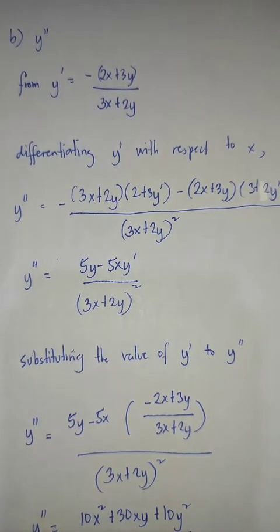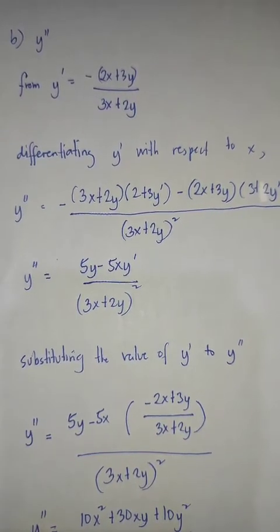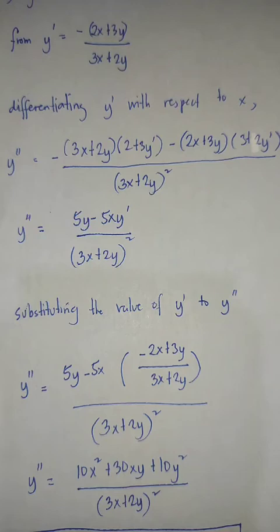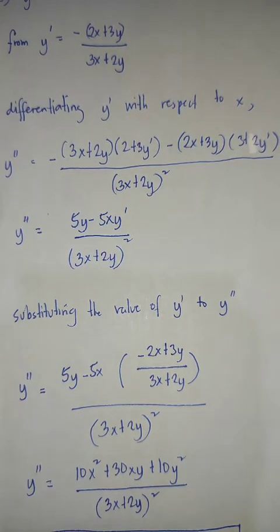Dito, imbis na dy over dx yung nilagay, para mas simple sa pagsulat, y prime na lang yung nilagay. Kasi parehas lang naman ng value yon. So, perform mo yung derivative of quotient, which is yung VDU minus UDV over V square. Tapos, performing that, ang makukuha mong y double prime is 5y minus 5xy prime over quantity 3x plus 2y, or 3x plus 2y quantity square.